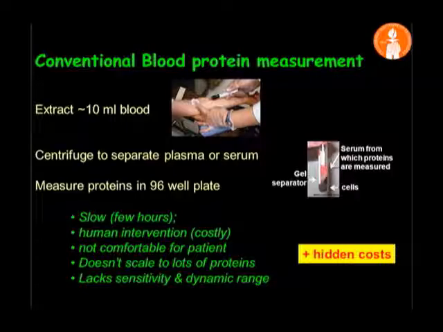If you look at how typical blood measurements are done, you think of maybe you get PSA measured, a CA-125 for ovarian cancer recurrence or what have you. The way they do it is that they'll take about 10 milliliters of blood, and that's a lot of cost to the patient. Centrifuge to separate the plasma from the cells, that's some labor intensity. Measure the proteins in a 96-well plate. It's very slow. Even if you really run to take this blood and run to do the assay, it still takes a few hours. And more often than not, the laboratory and the clinic are in different locations, and it takes a few days to get your results back.